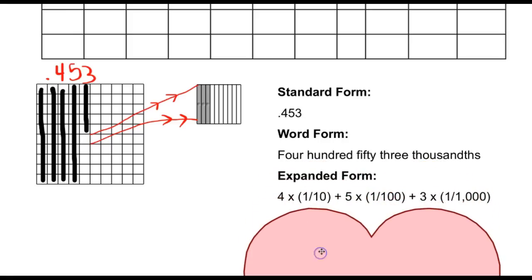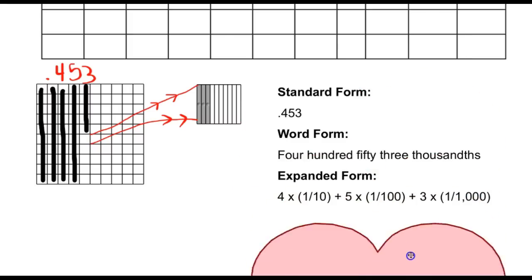And last but not least, I have my expanded form. Now this is going to be a little bit different, but it's actually pretty simple if you think about it. So first of all, I'm going to start in my tenths place, and I have the digit 4 in my tenths place. So I'm going to multiply 4 times 1/10, because it's in the tenths place. Next, I'm going to look in my hundredths place. In my hundredths place, I have a 5, so I'm going to write 5 times 1/100. And last but not least, I have my thousandths place, and I'm going to write 3 times 1/1,000.